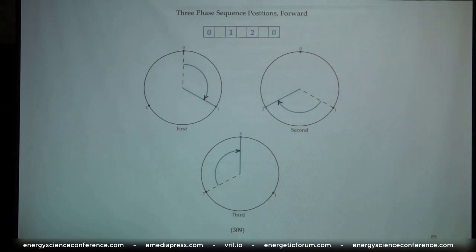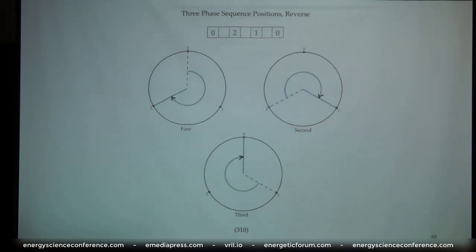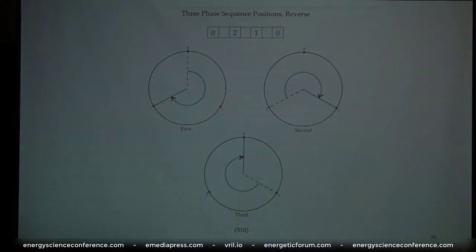So we have the first step, the second step, and the third step. 0, 1, 2, and then 3 brings you back to 0. It's kind of like on the 24-hour clock. You know, you got noon and you got midnight. Okay, we go backwards, reverse, negative sequence, 0, 2, 1, 0. So those numbers at the top, those were pulled right out of the matrix.